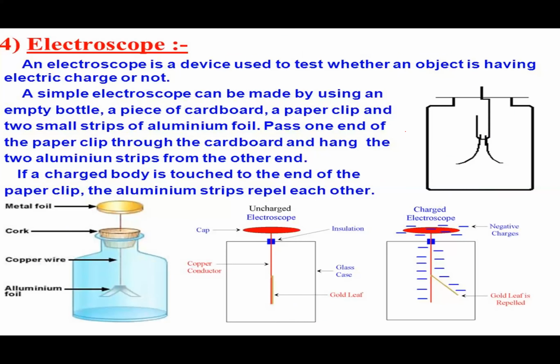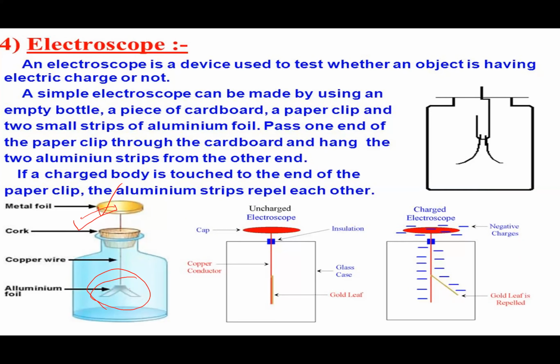And if the leaves of the electroscope show no deflection, the body is neutral, an insulator. And if you touch this metal foil and the divergence decreases, then this object is metal. An electroscope is a device used to test whether an object has electric charge or not.